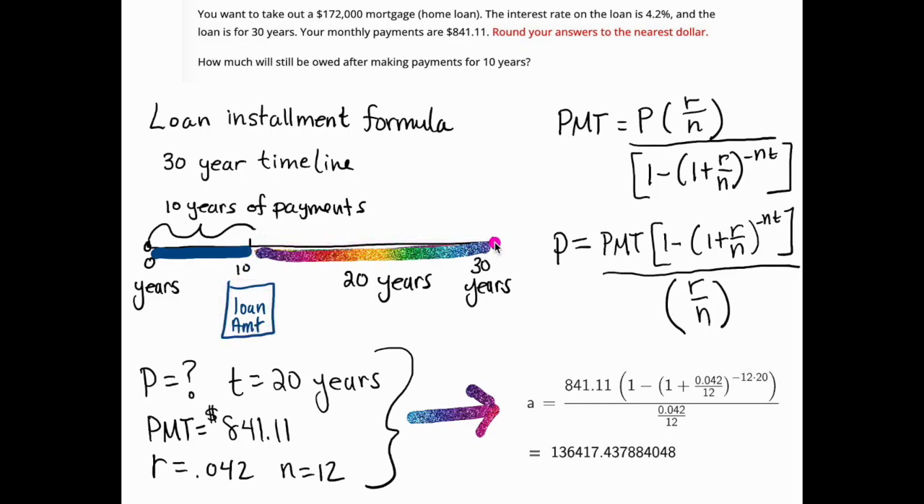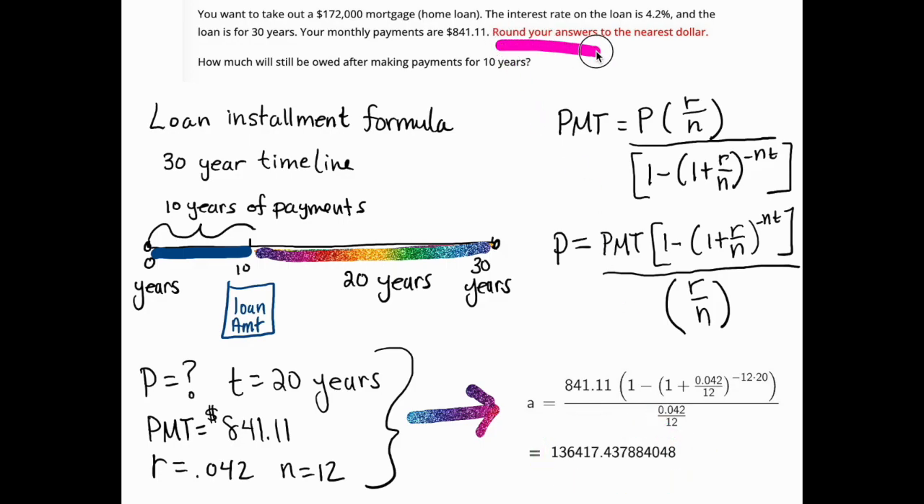So that's 20 years. And then in the denominator, we have our rate divided by our number of times compounded per year. So that's 0.042 divided by 12. This is what it should look like when you put it in on GeoGebra to get your value. So this is our answer.